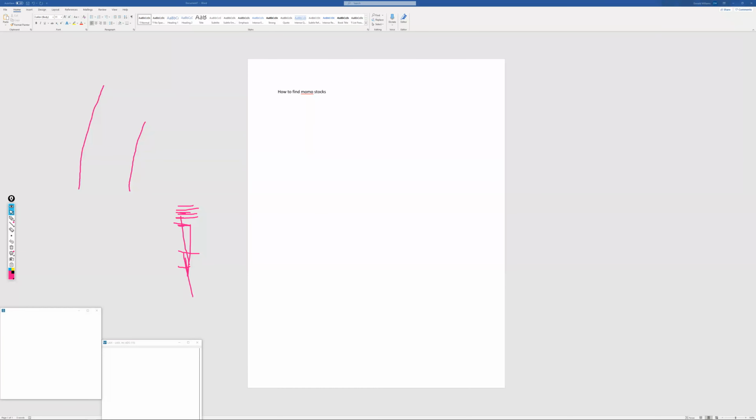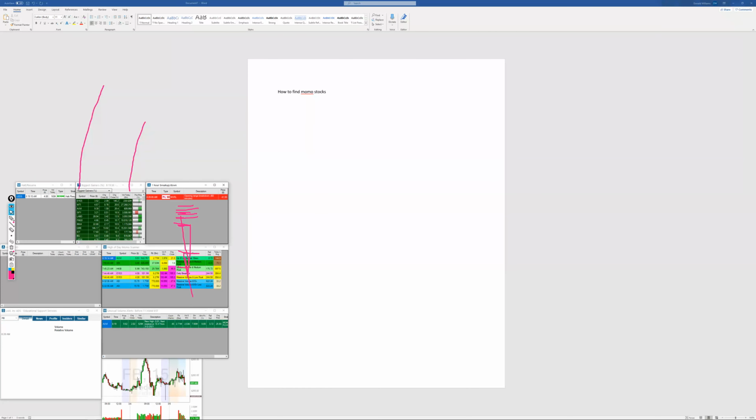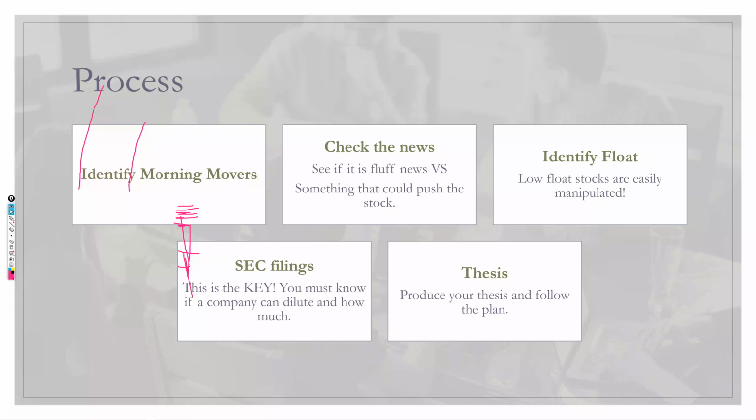So once you identify market movers, you want to check and see if the news is fluff news or something that could push the stock. Then you want to identify the float, and then you want to check the SEC filings and then create your thesis. Okay, so here, let's go through this process. This is the process. Take a picture of it, and we're just going to run through it real quick.